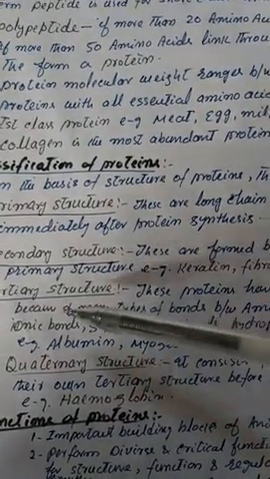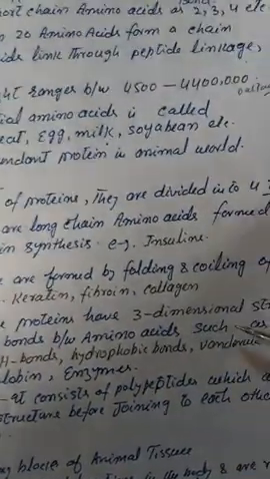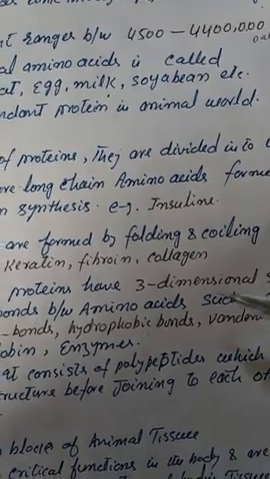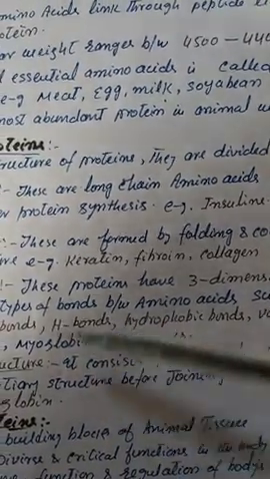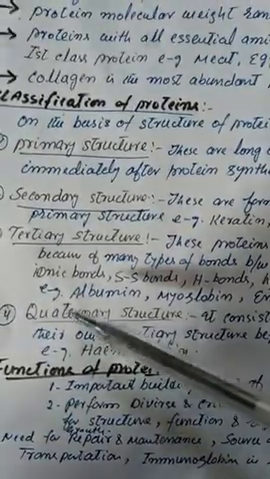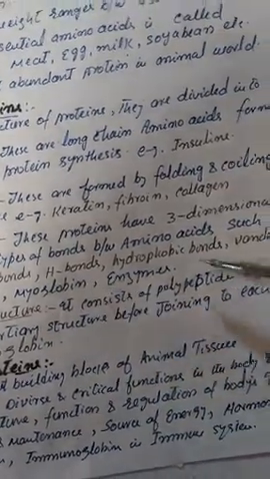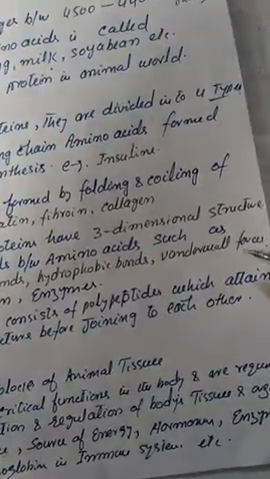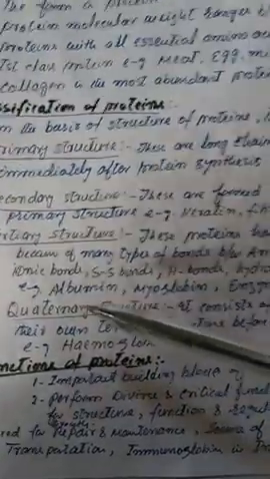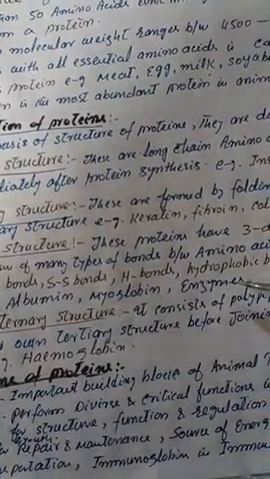Thirdly, there is the tertiary structure protein. Now, these proteins have a 3D structure, that is the three-dimensional structure, because of the presence of many types of bonds between amino acids, such as ionic bonds, SS bonds, hydrogen bonds, hydrophobic bonds, and van der Waals forces. The examples of tertiary structure proteins are albumin, myoglobin, and enzymes, etc.